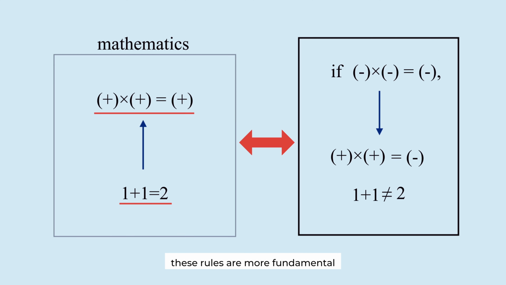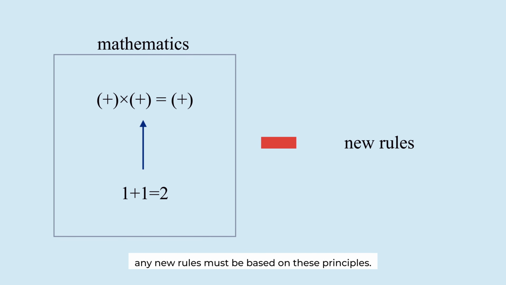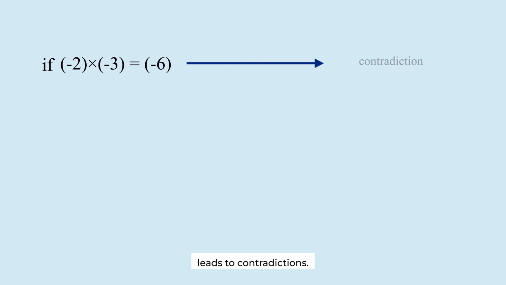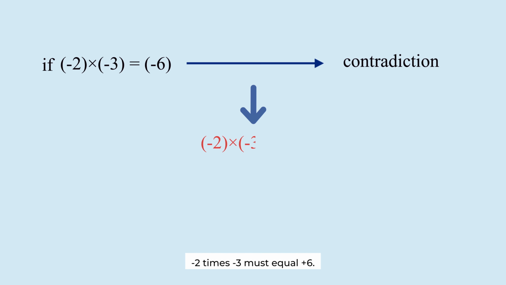These rules are more fundamental and take precedence. Any new rules must be based on these principles. New rules that contradict these rules can't coexist with the current mathematics. The assumption that minus 2 times minus 3 equals minus 6 leads to contradictions. Therefore, minus 2 times minus 3 must equal plus 6.